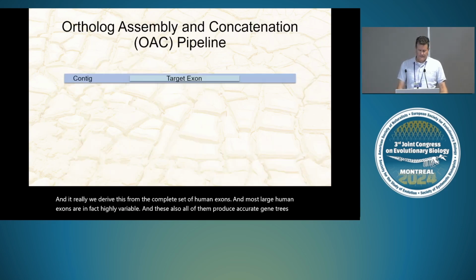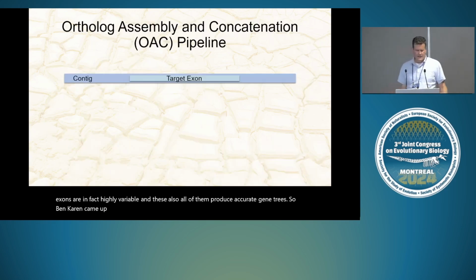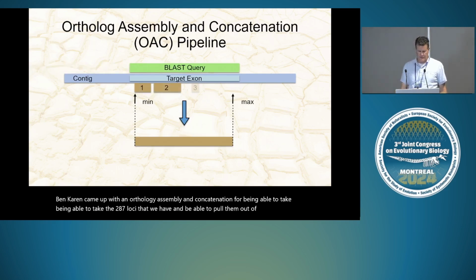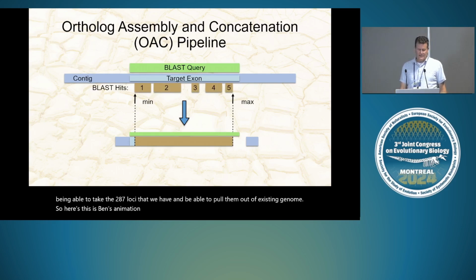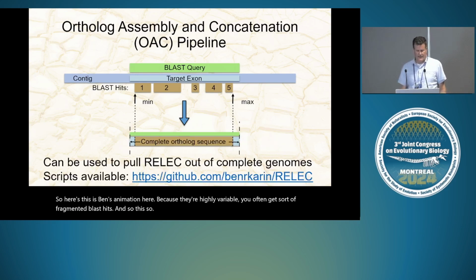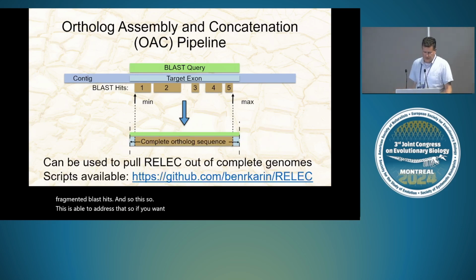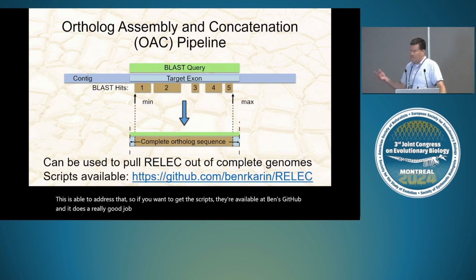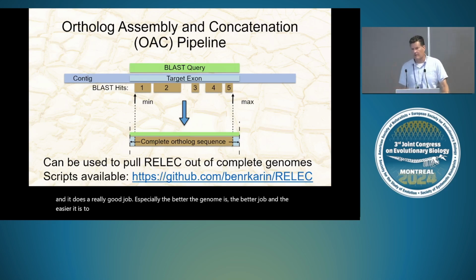So Ben Karen came up with an orthology assembly and concatenation pipeline for taking the 287 loci that we have and pulling them out of existing genomes. So this is Ben's animation here. Because they're highly variable, you often get fragmented BLAST hits, and this is able to address that. If you want the scripts, they're available at Ben's GitHub, and it does a really good job. The better the genome is, the better the job and the easier it is to pull out all of the RELIC loci from completed genomes.